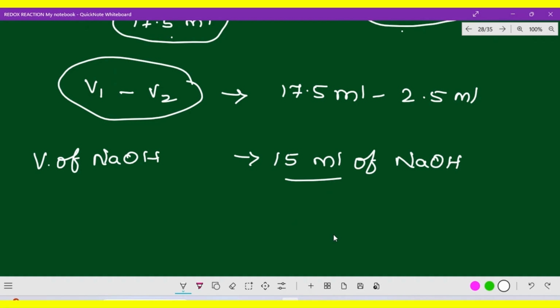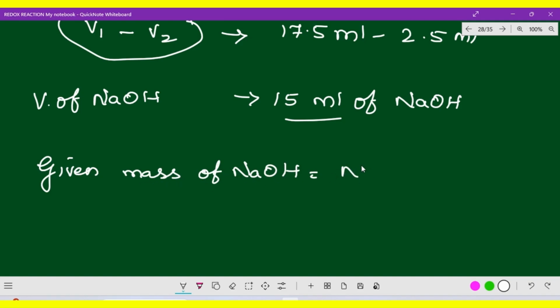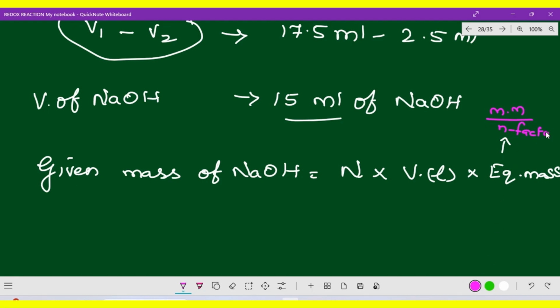Yes. Now, we have to find out the given mass of NaOH. So how to find out the given mass of NaOH? Normality into volume of solution in liters, usually we go for liters only, and into equivalent mass. Equivalent mass is what? Equivalent mass is molecular mass by n factor. The n factor for sodium hydroxide is only 1. So molecular mass is 40 by 1. Got it?